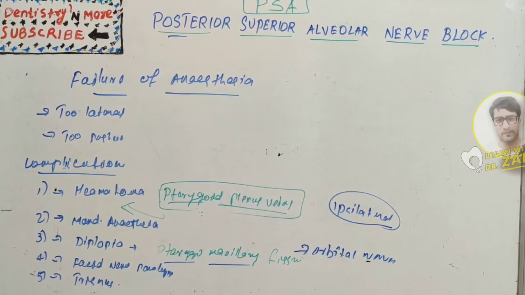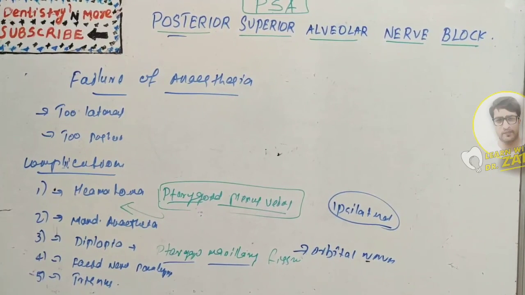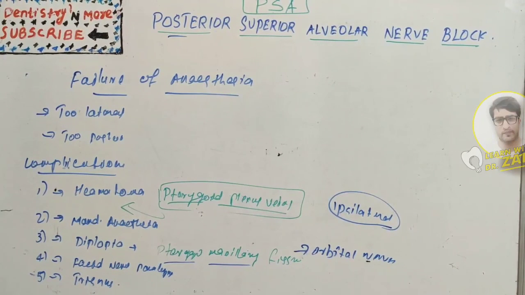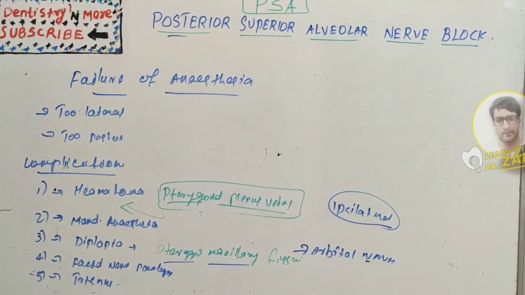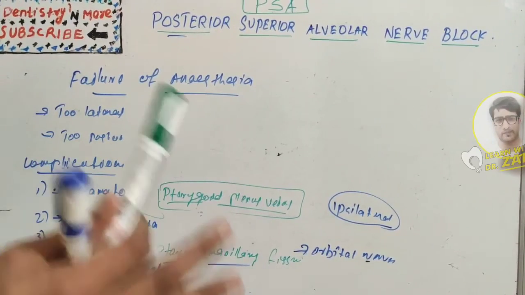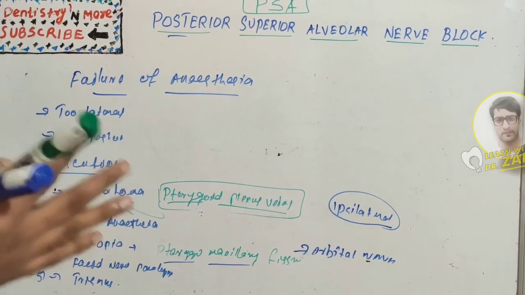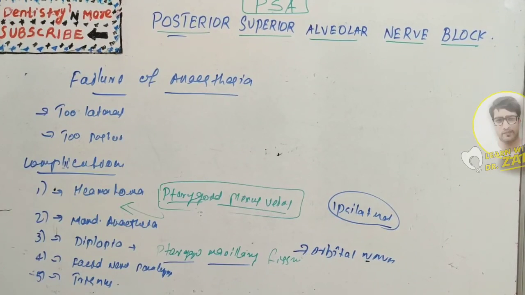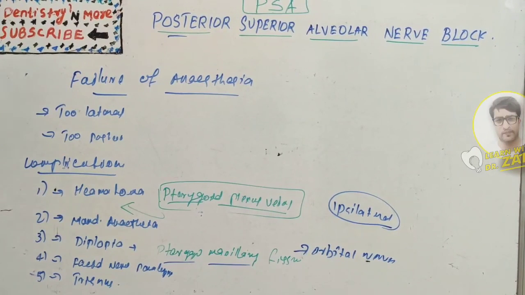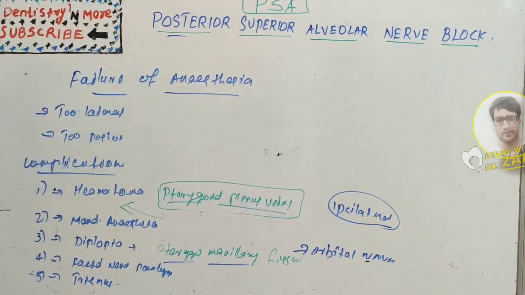So that was all about PSA. Just like any nerve block, when you are writing for exam, you need to write about the landmarks, nerve anesthetized, area anesthetized, indications, contraindications, advantages, disadvantages, and a little bit about its beginning part, that is the maxillary division coming from the trigeminal nerve, along with the complications, why it may fail, and also the technique. This is the most important part in the posterior superior alveolar nerve.